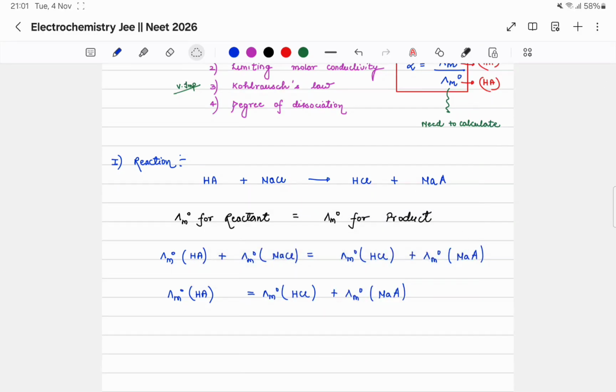So this part will be there, and NaCl will come this side. So λm° of NaCl. This whole part has been done to calculate λm° of HA. Now let's see what values have been provided to us in the question.